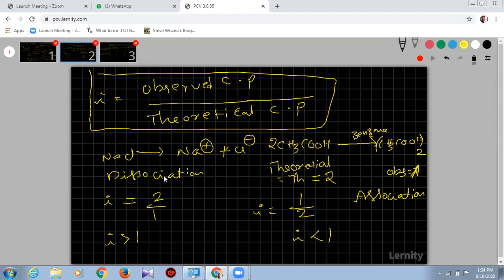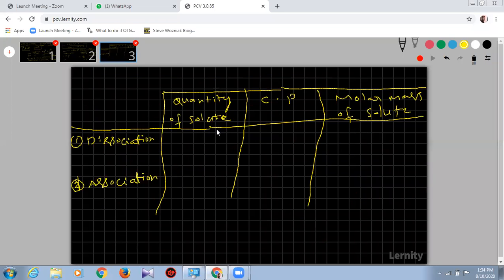See here, this is the dissociation case. Number of particles, that is the quantity of solute, is it getting decreased or increased here? Here one became 2, so it is increasing. What about colligative property? I told you, colligative property is directly proportional to the quantity of the solute. So colligative property also increases.